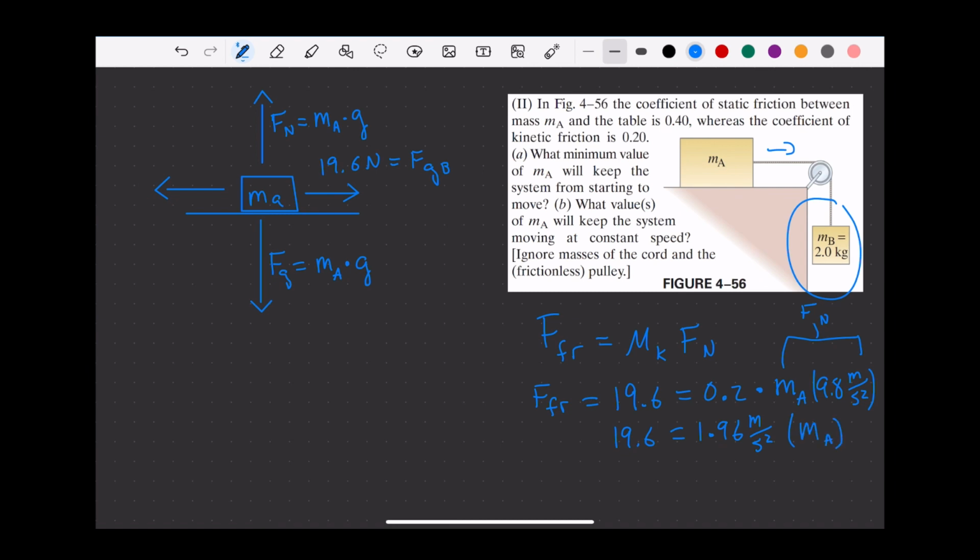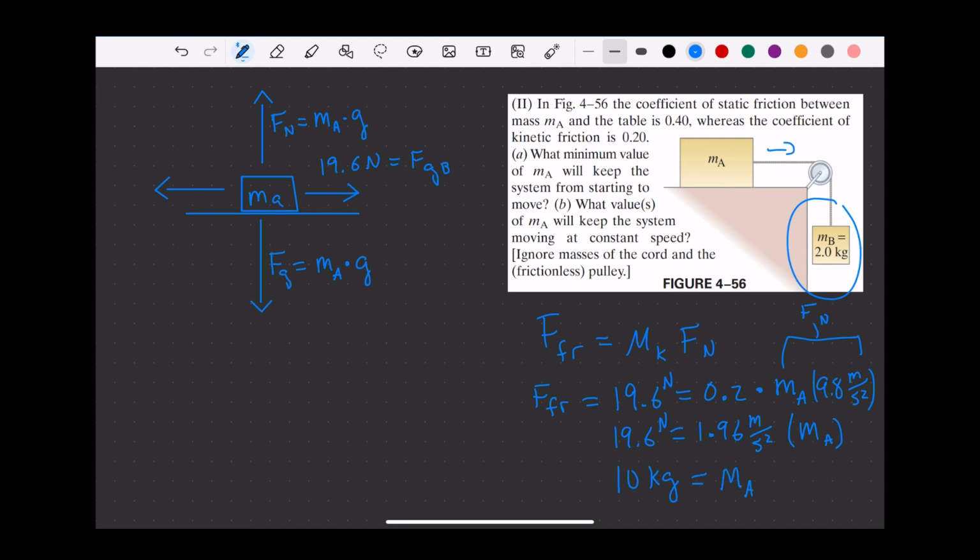And if I divide both sides by that 1.96, so if I divide 19.6 by 1.96, then what I'm going to be left with is 10 kilograms. All right, 10 kilograms. And I was leaving out some units here, so forgive me, guys. This 19.6 should have been newtons, and this 19.6 should have been newtons. But once I divide newtons by acceleration, I'm left with kilograms. So I have 10 kilograms is equal to mass A.